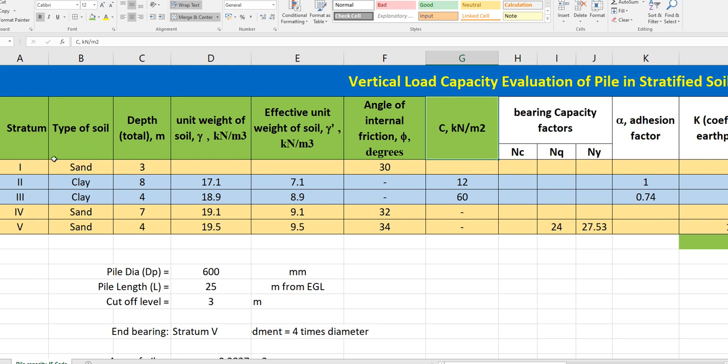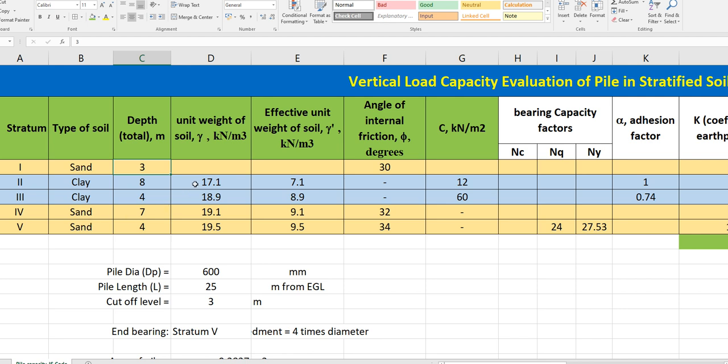In this particular case, the soil has been divided into 5 strata, 1 to 5. After looking at the geotechnical report, we have seen that the first layer extends from 1 to 3 meters. Then for 3 meters we have sand, for the next 8 meters we have clay, and for the next 4 meters we have clay, and then for 7 meters we have sand, and after that we have 4 meters of sand again. This is not the total depth, this is the thickness of these strata.